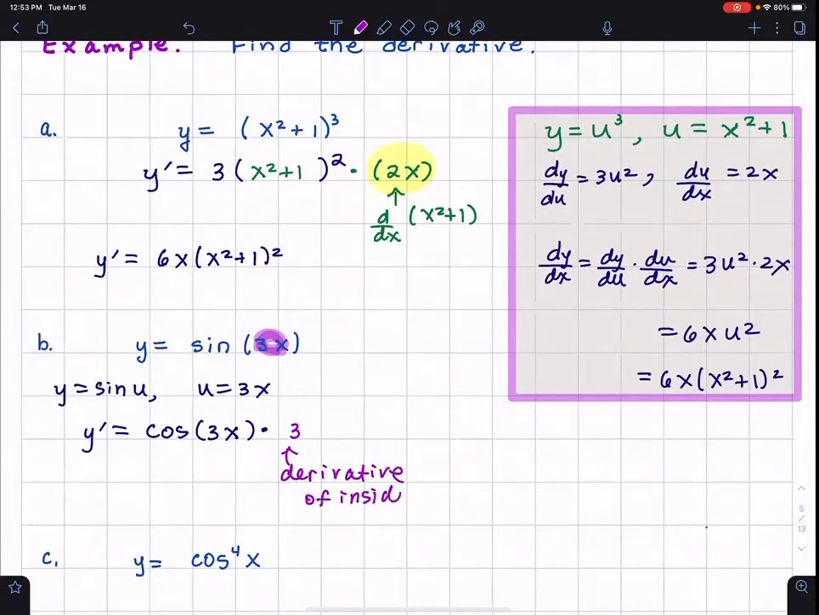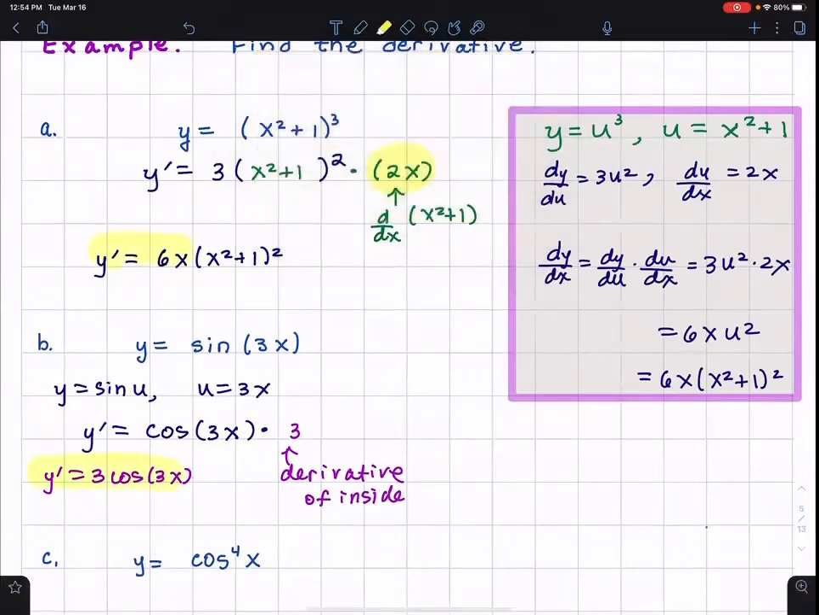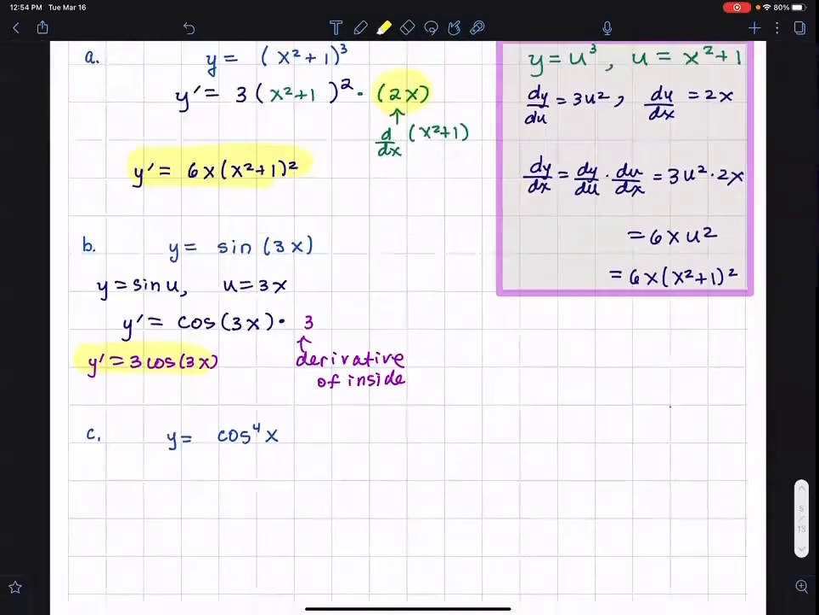So after I've sort of ignored the inside, I need to then think, oh, what's the inside again? And I take that derivative. So y prime equals 3 cosine 3x. That's the answer for that. And let me highlight the answers. Okay, let's try this other one.